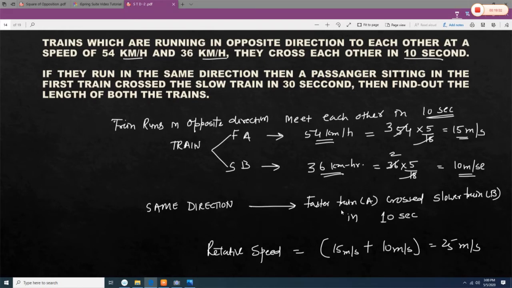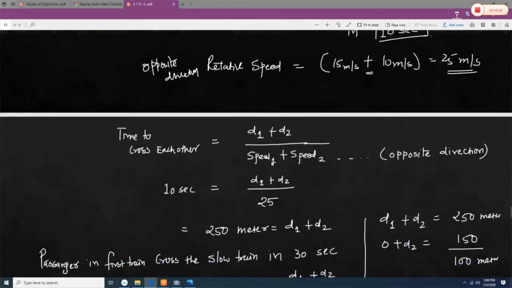And they are running in the same direction, so their relative speed will be, the faster train crosses the slower train in 10 seconds. Then, when they are running in the opposite direction, you have to put a plus sign with the speed. So the relative speed will be 25 meters per second.